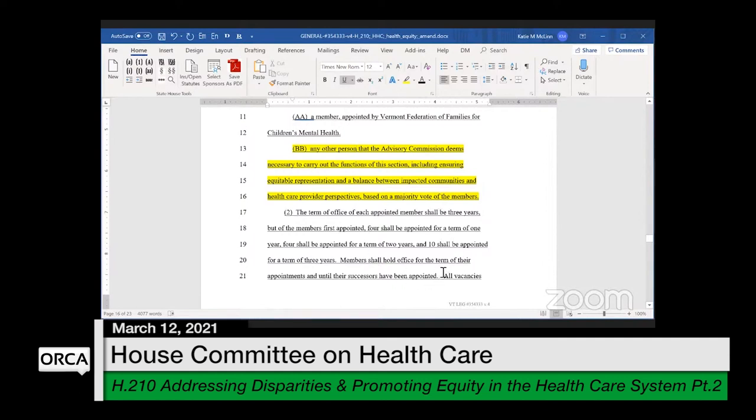subdivision too. Could we, I'm sorry, I just jumped in, in BB, say any other members at large that the advisory commission deems? And then in number 2 we can say that the members at large only have 1-year terms. So the commission would have to keep reappointing the person if they wanted to keep them on past a year. That's what I was thinking too. I did initially, but now maybe that works. Yeah.